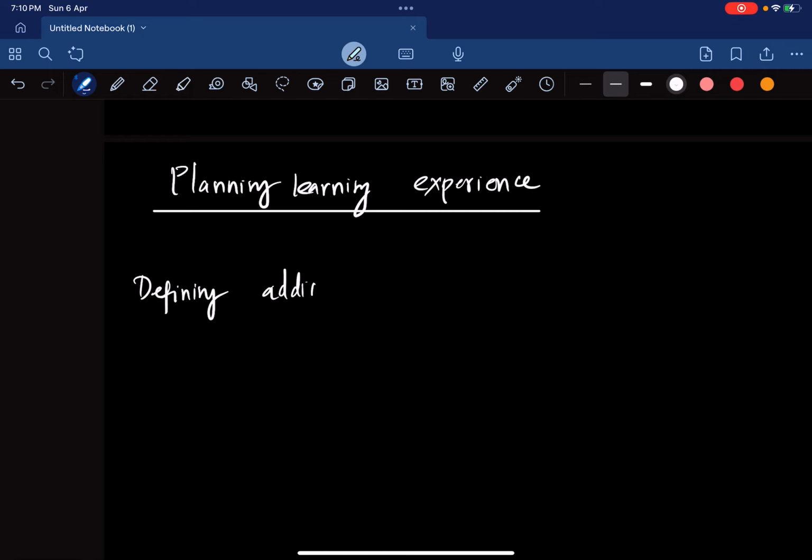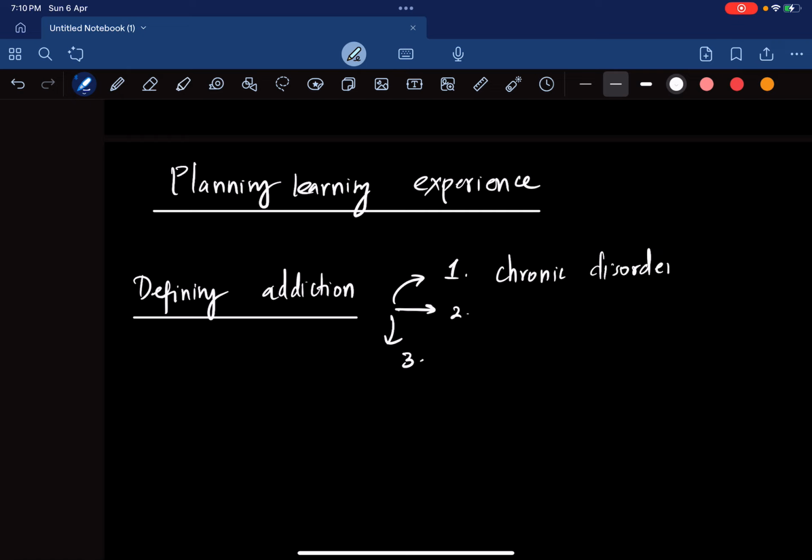Addiction is basically defined in three parts. It's a chronic disorder. It's a compulsive behavior. It is a compulsive behavior despite having negative consequences.